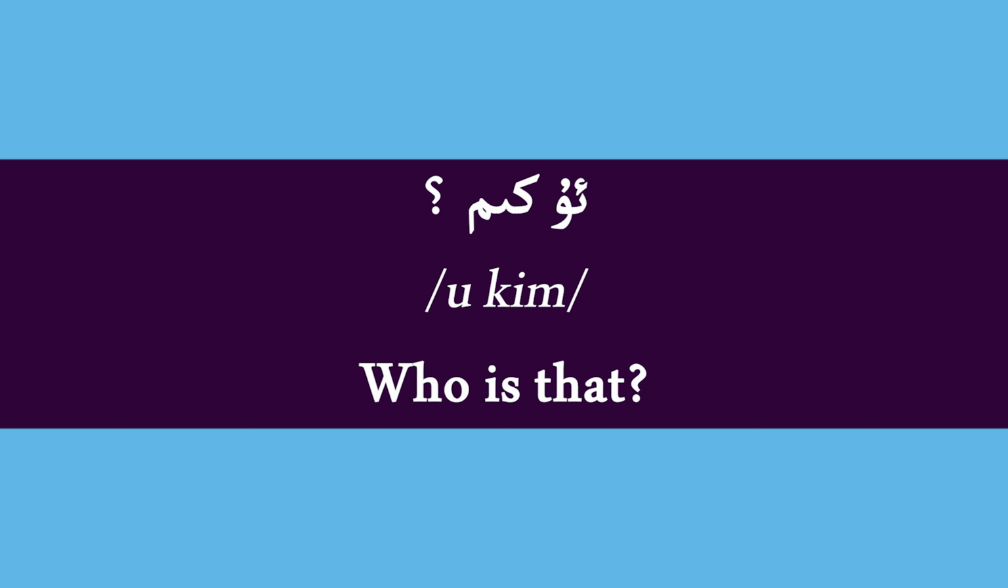U means that. U kim? Who is that? If you notice, we used u in the last episode for thing. And this time we are going to use it for the person. So there is no gender in our Uyghur language. It's not like English, she, he, it. We use u for things, for people, and for places. U kim?